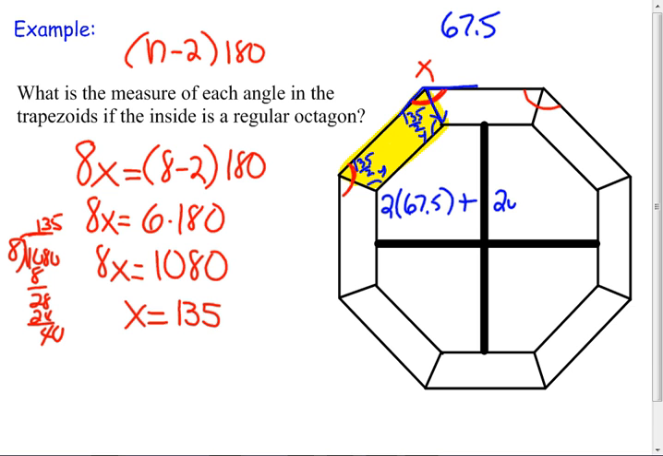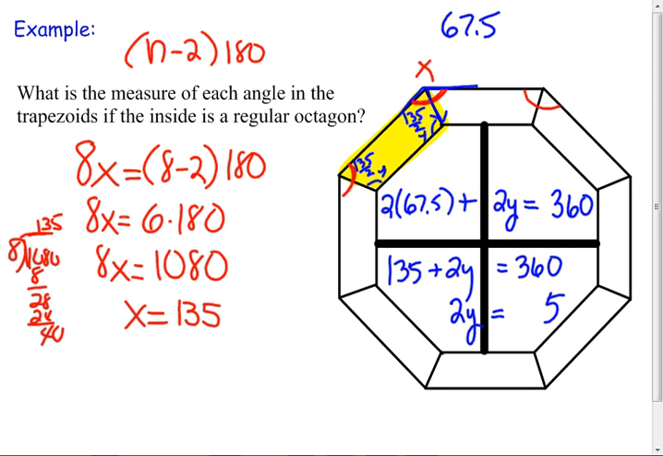I have 2 y's, and that has to equal how many degrees in a trapezoid? It's a quadrilateral. 360. That's what I want to find out, what's y. So you get 135, it's going to be a decimal, plus 2y equals 360. You're going to subtract 135 and get 225. Is that right?